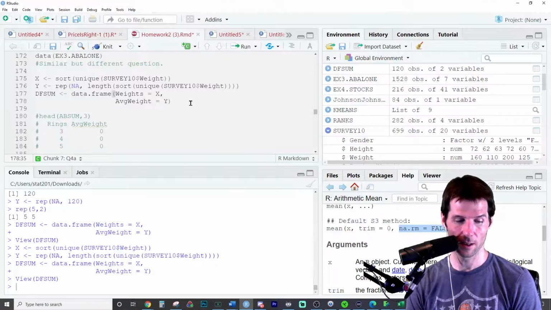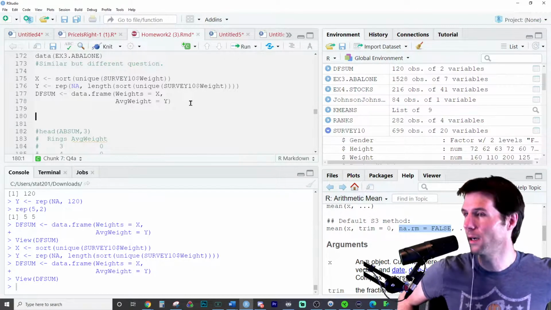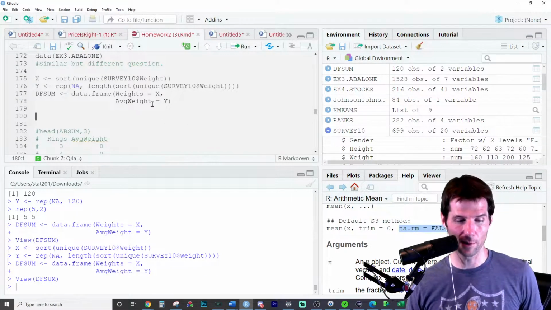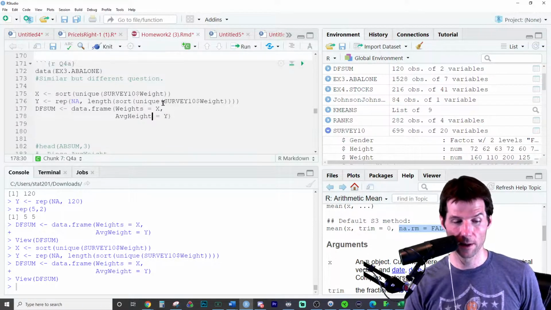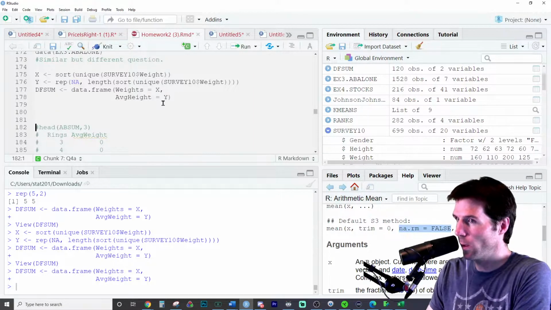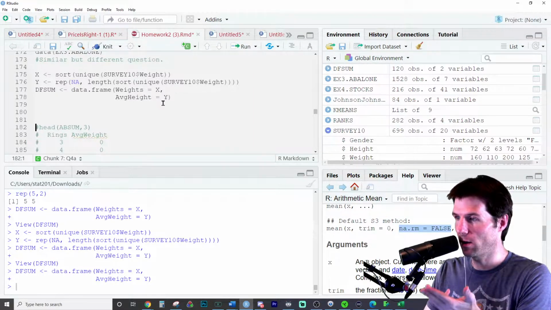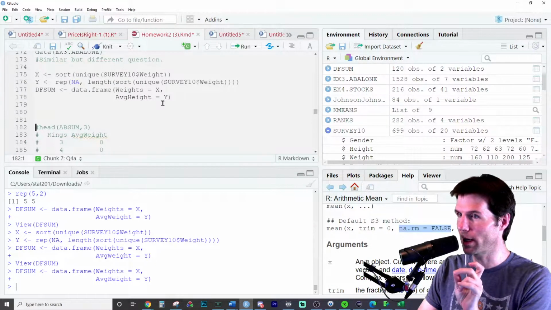So now the question becomes, we want to take a subset of just people who have a certain weight and find the average height. I'm going to call it average height. We want the average height of people at a certain weight because we already know their weights. So we're getting all the unique weights, and then we're going to get the average height of people at that unique weight. Does that make sense? We're going to go to all the unique weights and get the average heights of all those people.